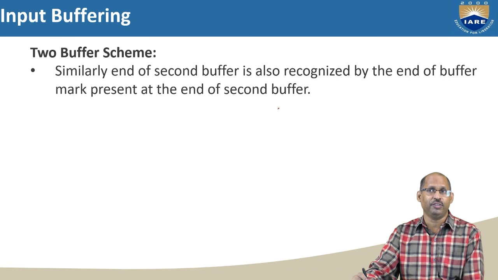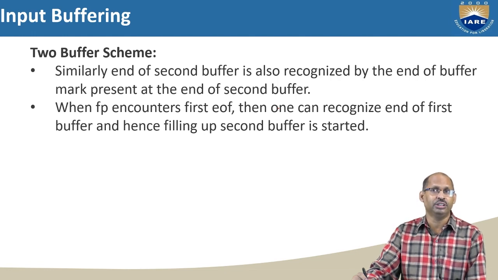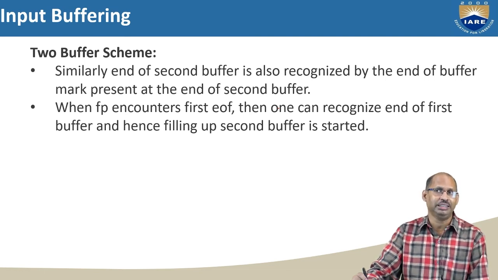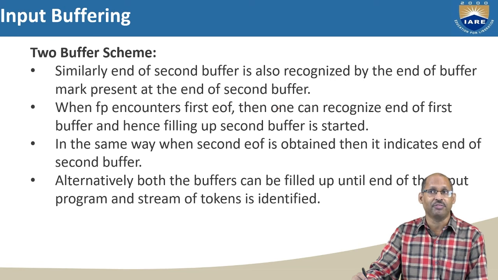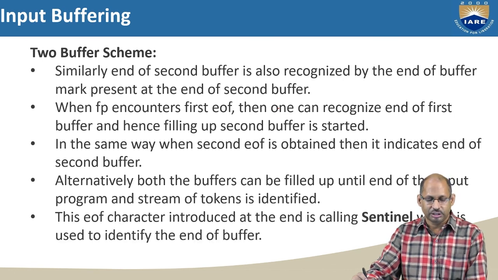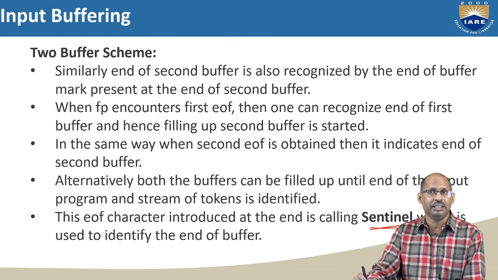Similarly, the end of the second buffer is also recognized by the end of buffer mark present at the end of the second buffer. When the forward pointer encounters the first end of buffer mark, then one can recognize the end of the first buffer, and hence filling the second buffer is started. Right? In the same way, when the second end of buffer mark is obtained, it indicates the end of the second buffer. Alternatively, both the buffers can be filled until the end of the input program and the stream of tokens is identified. So this end of file character is called a sentinel, which is used to identify the end of the buffer.